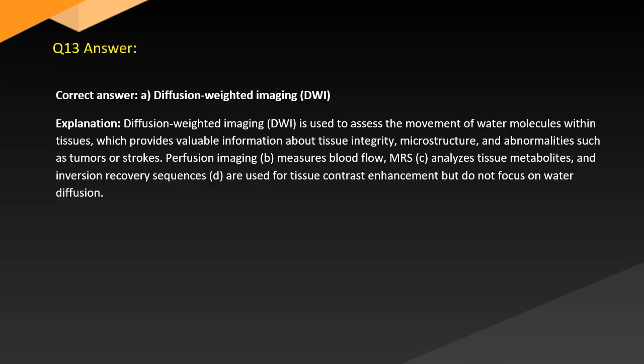Answer. Correct answer: A. Diffusion-weighted imaging. Explanation: Diffusion-weighted imaging is used to assess the movement of water molecules within tissues, which provides valuable information about tissue integrity, microstructure, and abnormalities such as tumors or strokes. Perfusion imaging, B, measures blood flow. Magnetic resonance spectroscopy, C, analyzes tissue metabolites, and inversion recovery sequences, D, are used for tissue contrast enhancement. They do not focus on water diffusion.